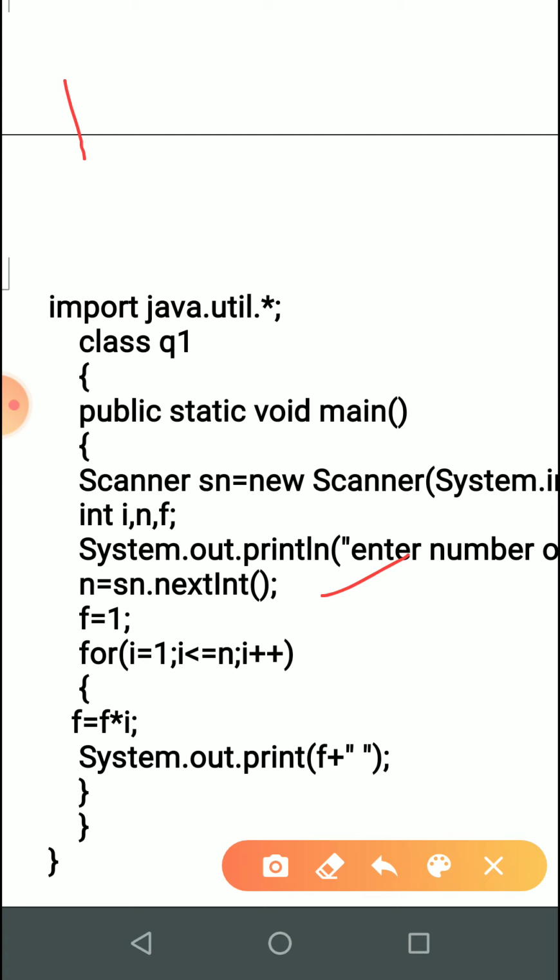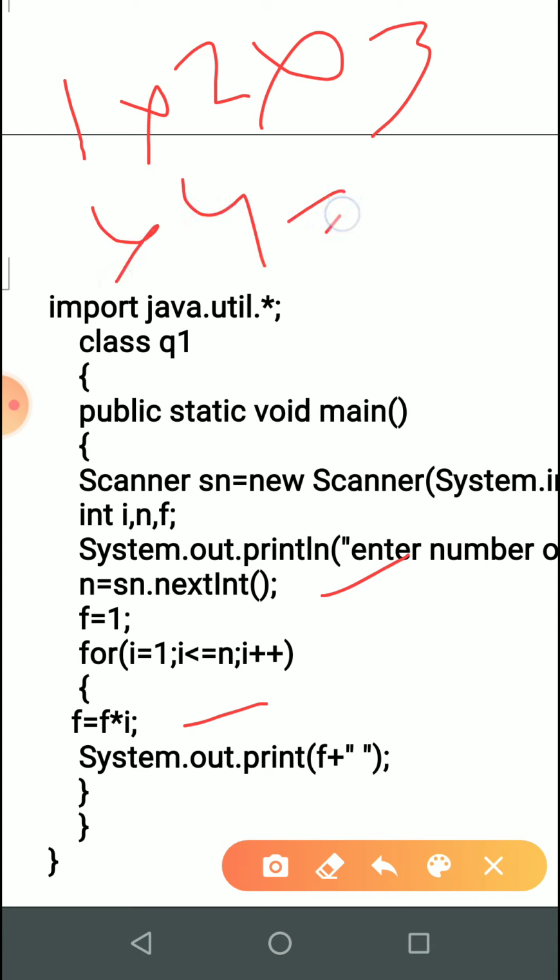And the statement is f equal to f into I. So 1 into 1 becomes 1, and it will display 1. When I becomes 2, f into 2 is 2 factorial, the result is 2, the second term. When I is 3, 1 into 2 is already there, then into 3, it becomes 6. And when I is 4, it is 6 now, 6 into 4 is 24. You can see these numbers are generated.